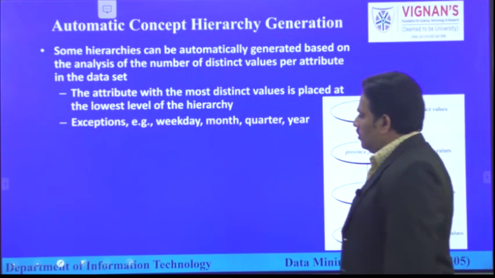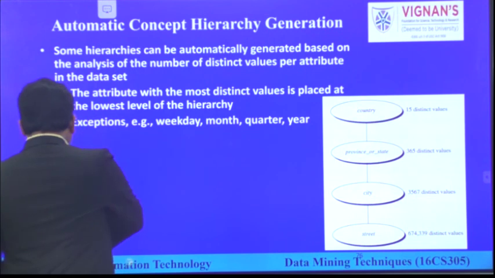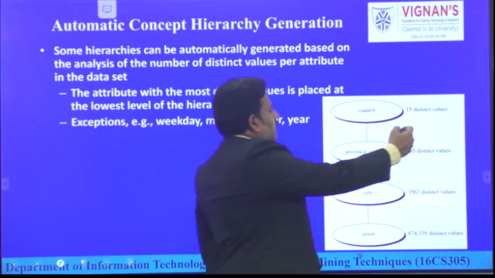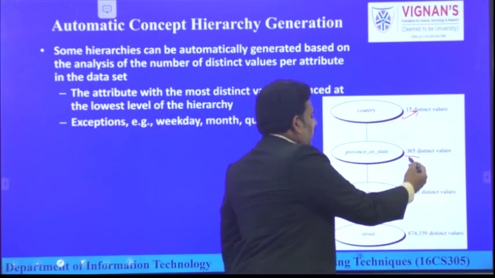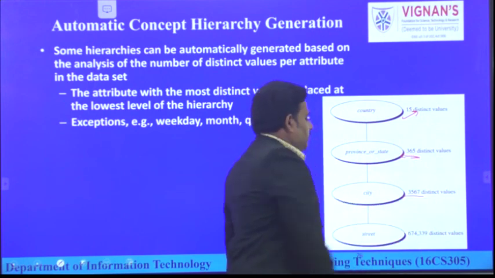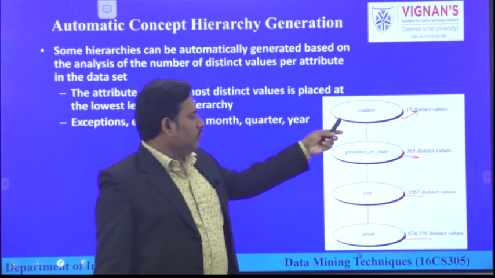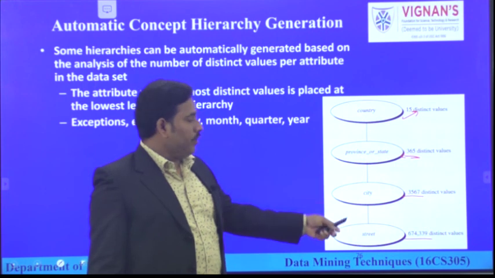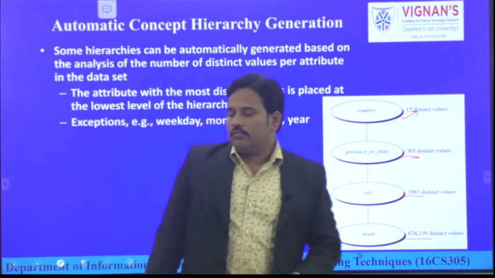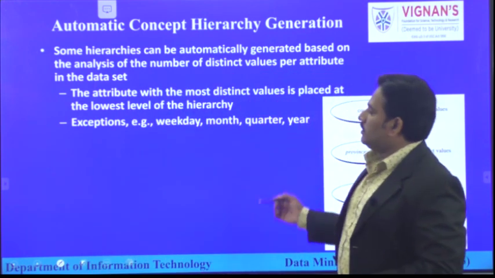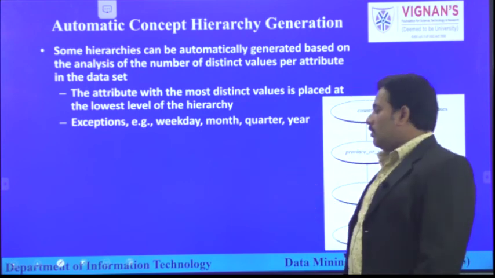Now the hierarchy related to this example here. If you look carefully, the values have been grouped. Here we have 15 distinct values for country, 365 distinct values for province or state, 3561 values for the city, and street values like this. That means if you look carefully, the count increases and all the values have been grouped in a hierarchical representation. So this is the way of reorganizing the data based on our requirement. Even time can be represented like weekday, month, quarter, year.